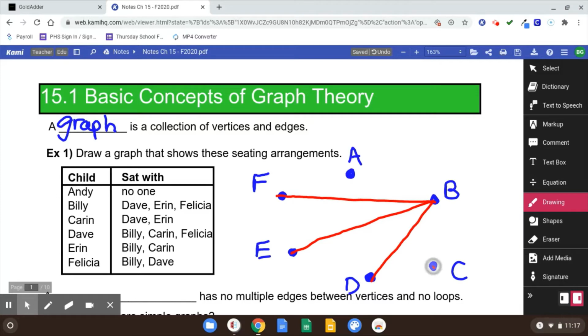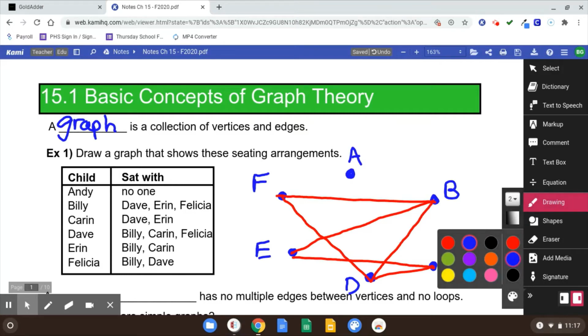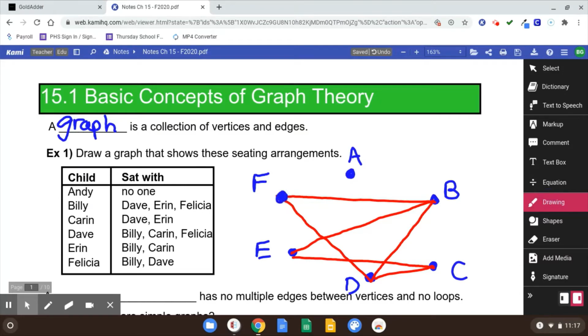Karen sat with Dave and Aaron. Dave sat with Billy, which I've already got, and Karen, I've already got that one, and Felicia. Aaron sat with Billy, I got it, and Karen, I got it. Felicia sat with Billy and Dave, I've got both of those. So really that's it. That's your graph. What we're going to use graphs for is to solve problems, and being able to draw a picture of a situation is really going to help at some point later.